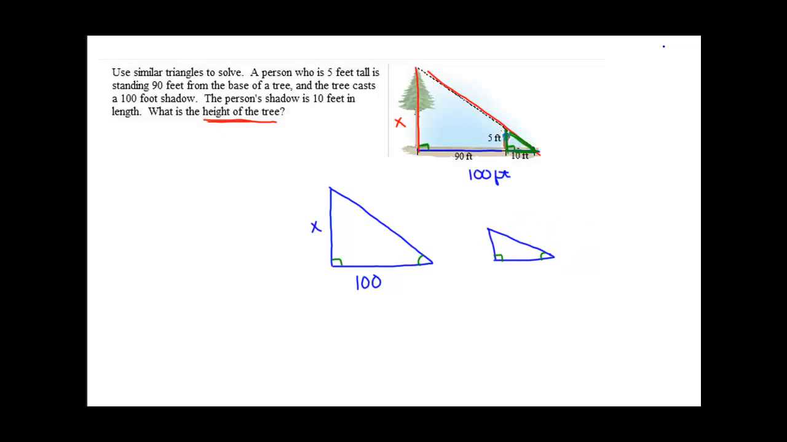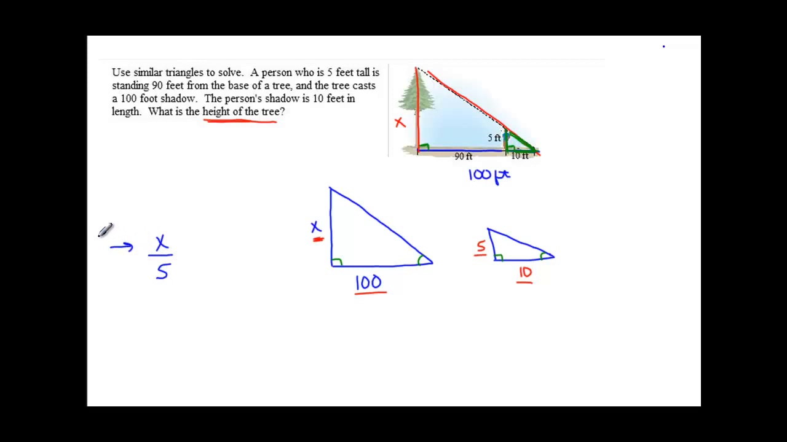Okay, so let's get back to the smaller triangle. It would have a height of 5 and a base of 10. Okay, and then that's all we need. We're going to set up a proportion since these are similar triangles. And the corresponding sides, I know there are a couple of different ways you could do it, but if we look at x, it corresponds to 5 on the smaller triangle.